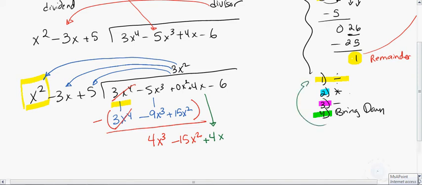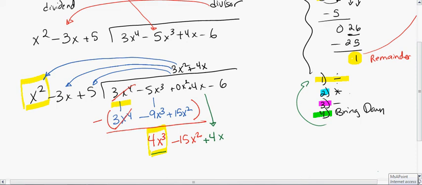Divide again. I'm still going to divide just that box, that first term, x squared. This time I'm dividing it into the 4x cubed. X squared goes into 4x cubed 4x times. So plus 4x. There's the divide.